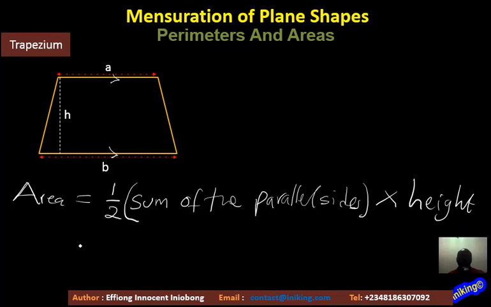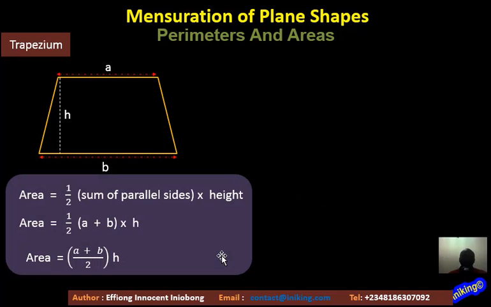So which means I can reduce this to half the sum of the parallel sides. The parallel sides here are A and B. So that's A plus B, those two lengths, and then times h. That's the primary formula for obtaining the area of a trapezium. And that's it. Now, as we know, life isn't all that easy.